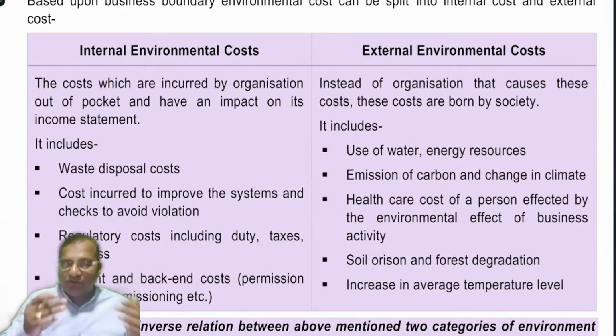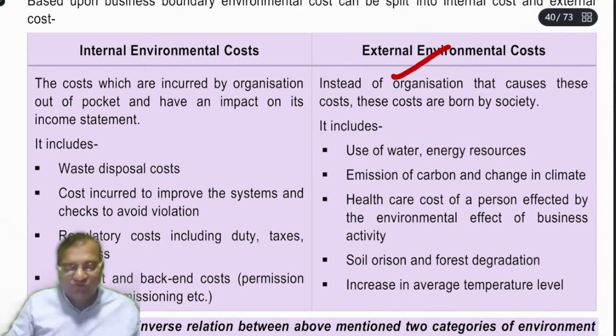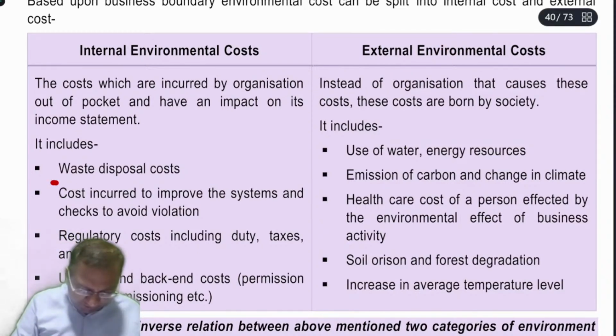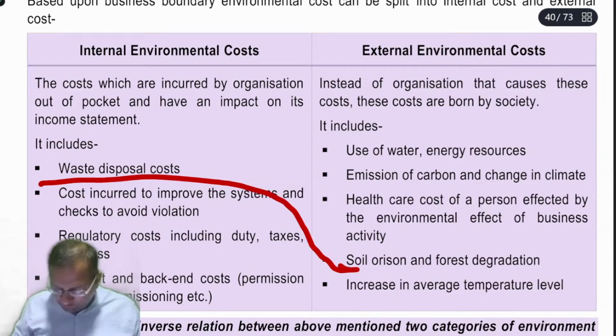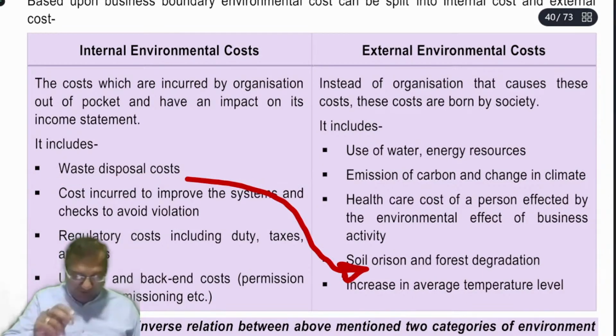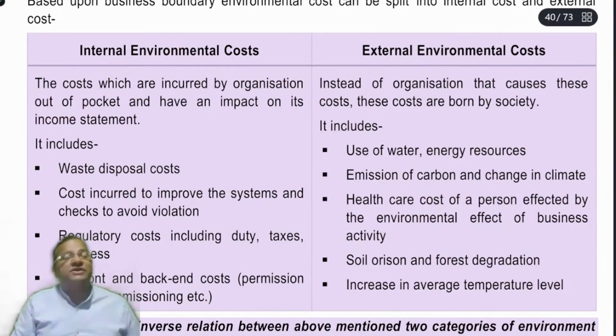We have consumed the environmental resources, but the adverse impact of it will be borne by the society. है ना, जिसमें अगर हम waste को dispose properly करें, so that जो carbon है, change in climate है, हम उसको control कर सकते हैं. If we properly dispose the waste, तो जो soil erosion है और forest degradation है, हम उसे कम कर सकते हैं. If we improve our system so that the damage to the environment can be lower, so हम ये तीनों चीजें फिर यहाँ पे reduce कर सकते हैं. So there is an inverse relationship between internal environmental cost and the external environmental cost.